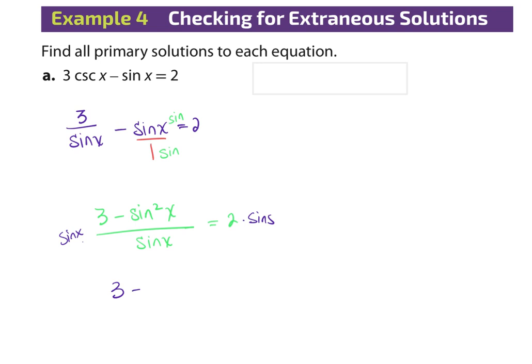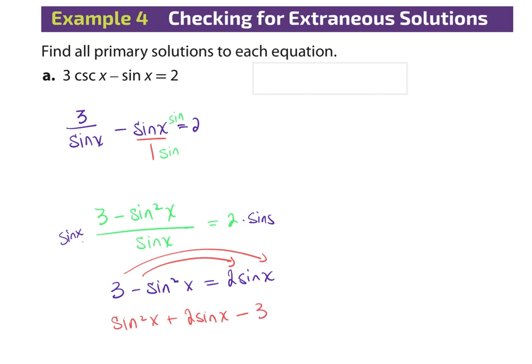So I have 3 minus the sine squared of x equals 2 sine of x. All right? When I have a square and I have no way to get rid of it, I'm going to just move everything to one side and do my factoring. So I'm going to move my sine squared over and my 3 over. So I have a positive sine squared of x, a positive 2 sine of x, and then a negative 3 because I've subtracted that 3 over.